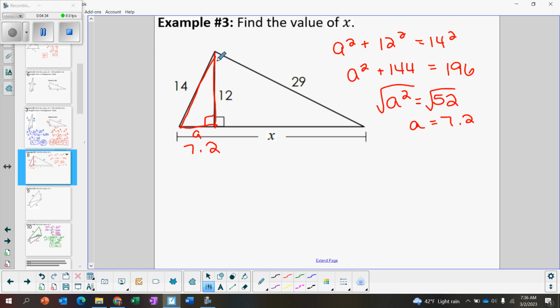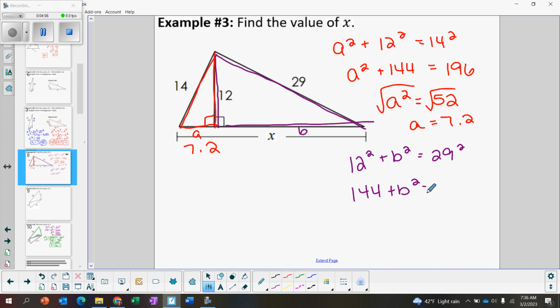Now I'm going to do the same thing, but with this triangle over here. Let's call this B. We have 12 squared plus B squared equals 29 squared. So we have 144 plus B squared equals 841. If we subtract the 144 from both sides, we get 697. Now we'll take the square root, and we get 26.4.